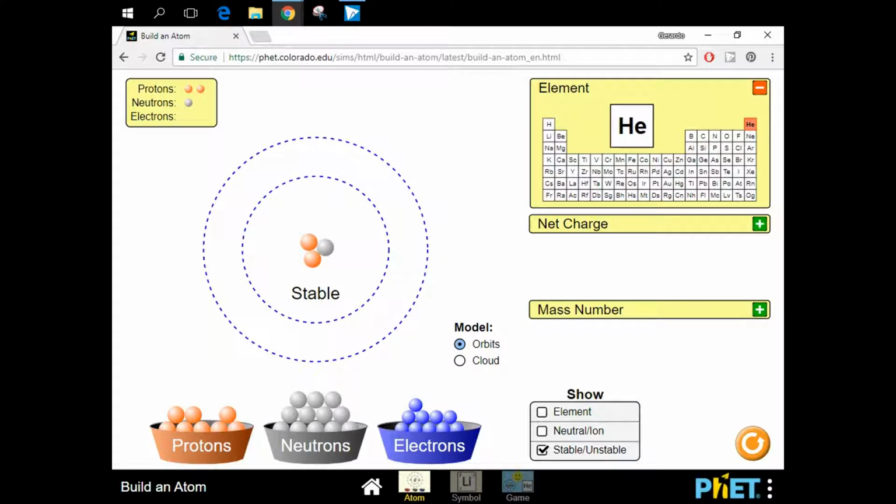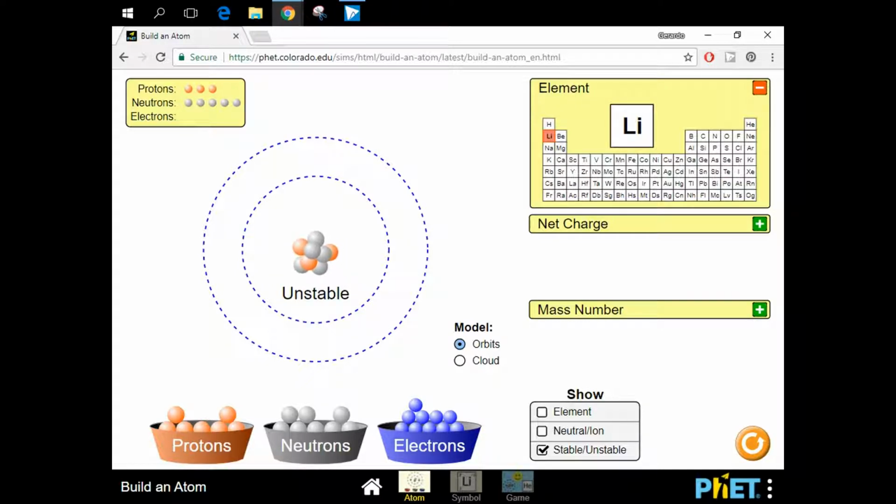So again, I can keep adding more. If I add two neutrons, it's still stable. But notice that when I add that third neutron, it becomes unstable again. So again, this is out of balance. And so I would have to add yet another proton to make this stable if I had three neutrons. And I could keep adding more neutrons, still stable. If I add neutron number 5, it becomes unstable again. So you can see I have a lot more neutrons here than protons.